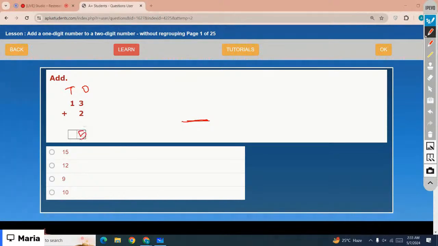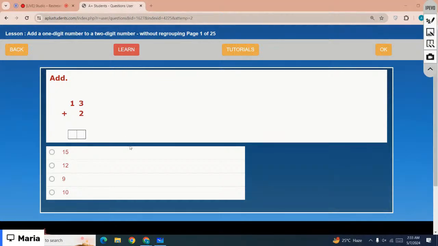And you don't have any digit below the 1, so you have 1 as it is, right? So that will be 15, right? The correct option is option number 1. 13 plus 2 equals 15.